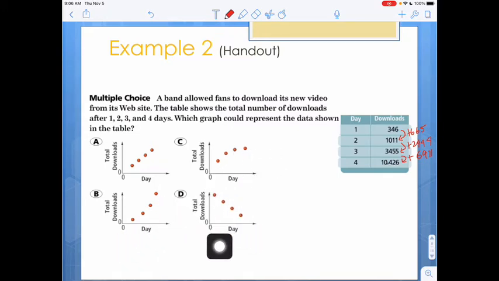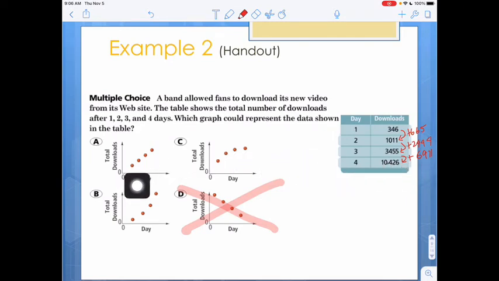Notice D, as the days go on, the downloads are decreasing here. So we know that D definitely is not going to be our answer. The next thing you want to look at is, as the days increase, the number of downloads increase each day, but they're increasing by more each day. So the first day it increases by less than 1,000, then it increases by about 2,500, and then almost 7,000. So the amount that it's increasing is getting steeper.